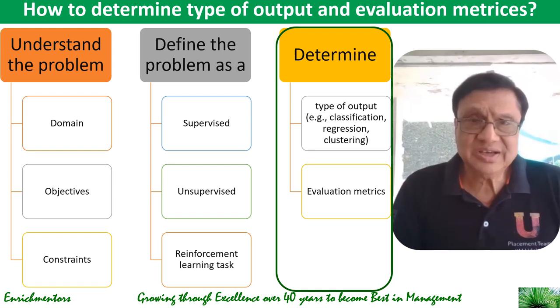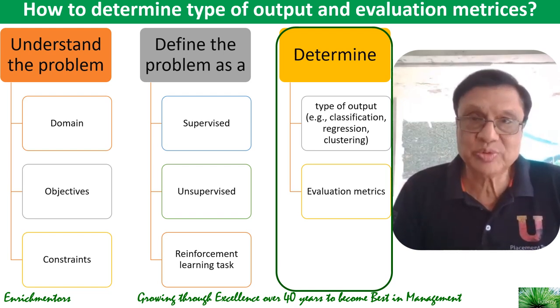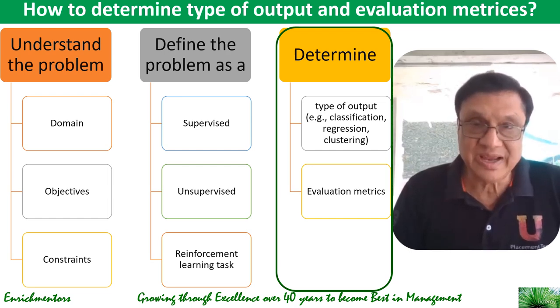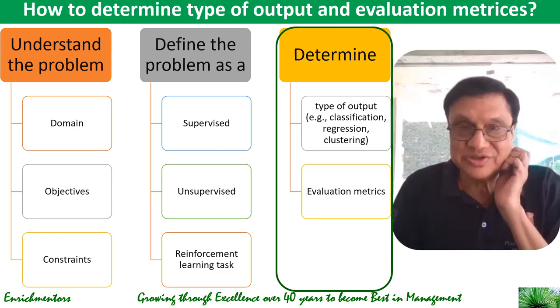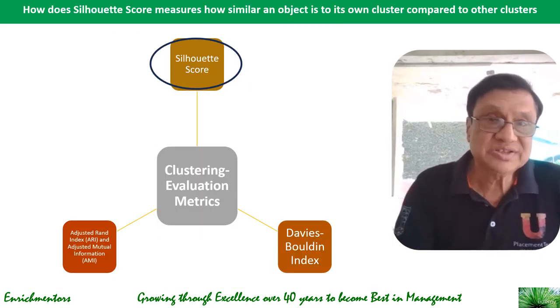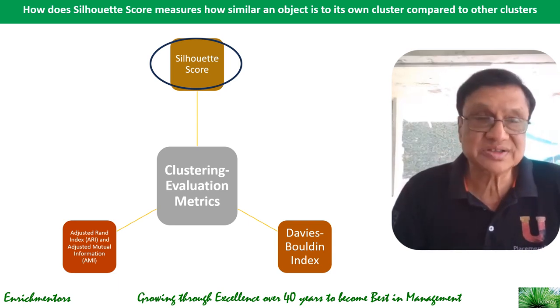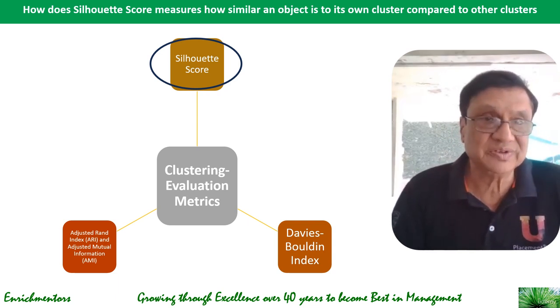To link it back, we are at the stage of determining the outputs and evaluation metrics. We have covered classification and regression, and we are now talking about clustering and its evaluation metrics. The first one we are looking at is the silhouette score. How does the silhouette score measure how similar an object is to its own cluster compared to other clusters? Any thoughts? Are you aware of this?